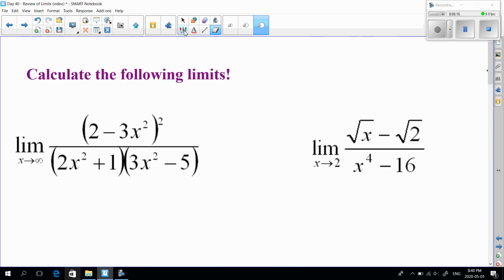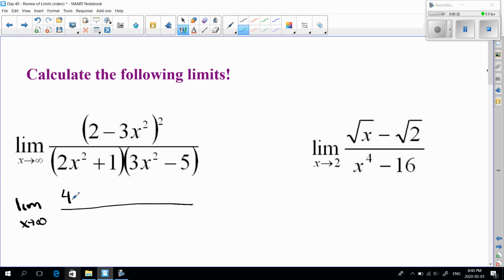All right, so for starters, we have a limit at infinity. With limits at infinity, you have to compare the degree of the numerator with the degree of the denominator. So what I'll do first is expand the numerator, 2 minus 3x squared times 2 minus 3x squared. That would give me 4 minus 6x squared minus another 6x squared, so that'll give me minus 12x squared. And then negative 3x squared times negative 3x squared would be positive 9x to the fourth.